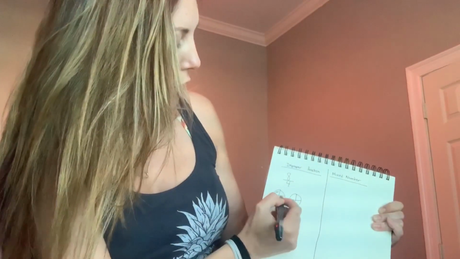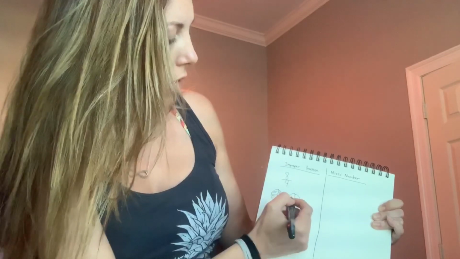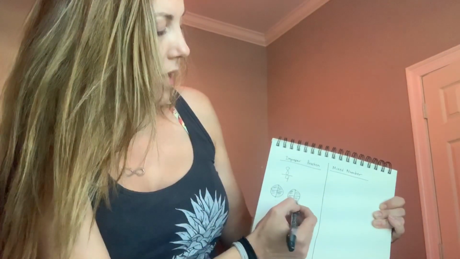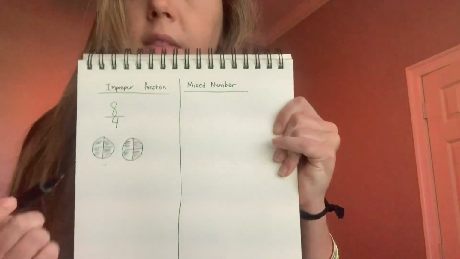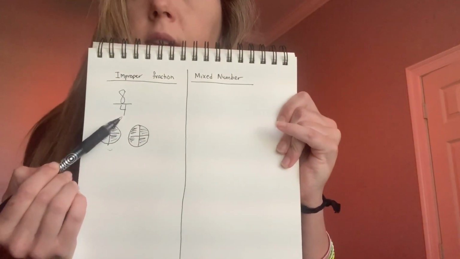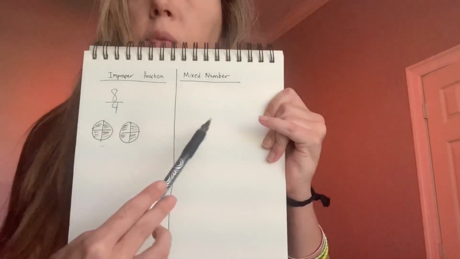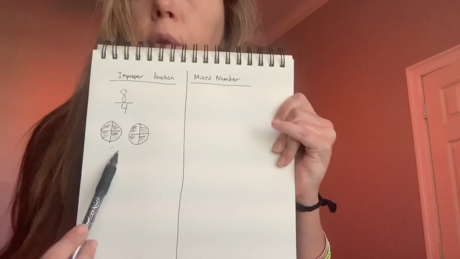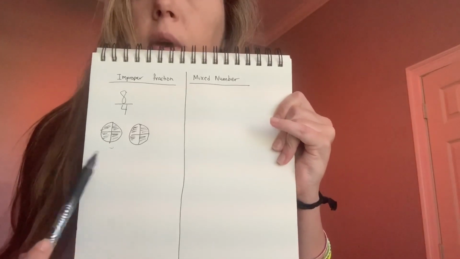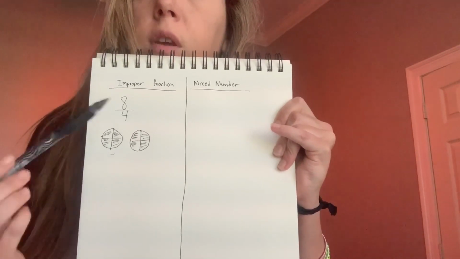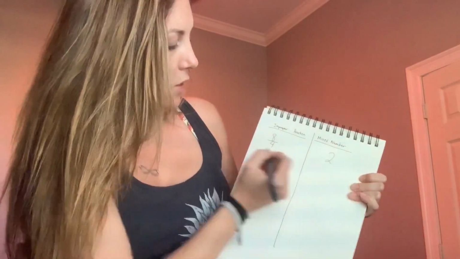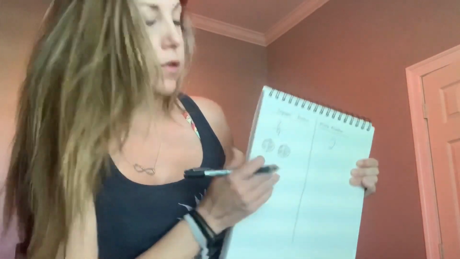1, 2, 3, 4, 5, 6, 7, 8. That is 8 fourths. This is an improper fraction because we can make this into a mixed number or a whole number. Well, how many wholes is 8 fourths? Well, it's 1, 2 wholes. It is 2 wholes. See, it's 2 whole circles. Let's try another one.